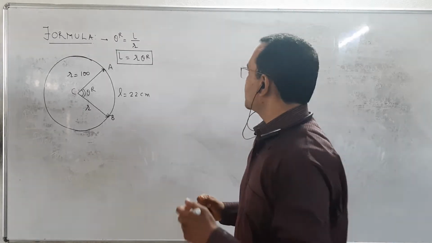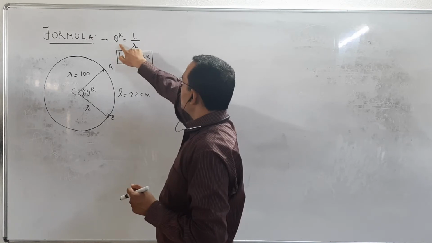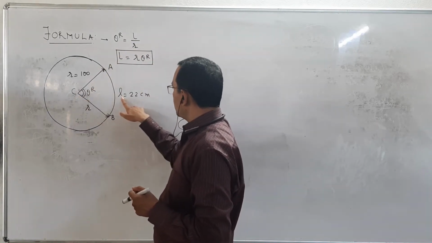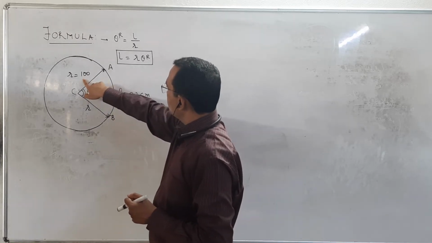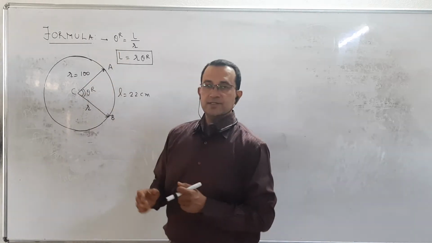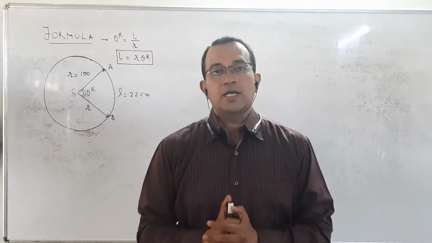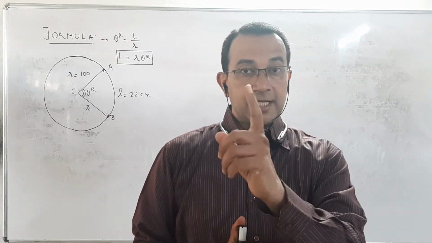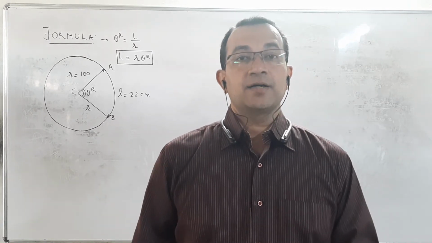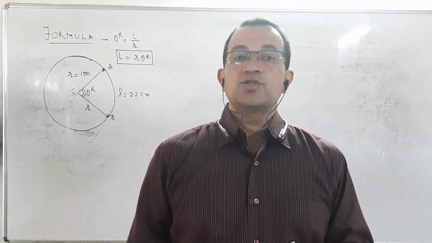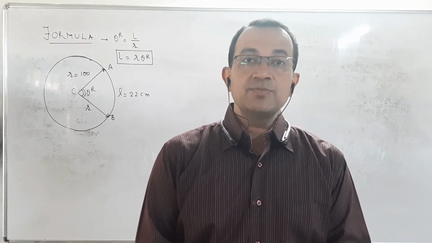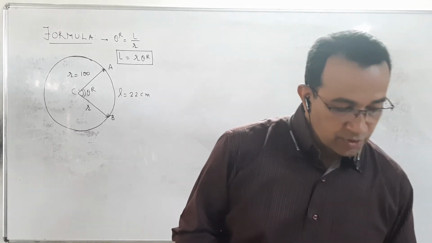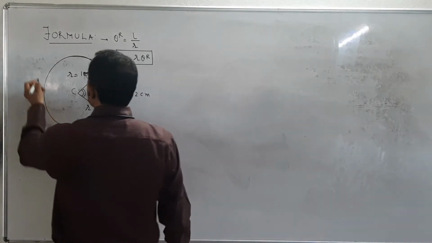Now, let us revise this formula. The angle subtended at the center of a circle by an arc of length L units, where the radius of the circle is R units, is theta radian is equal to L by R, or arc length L is equal to R into theta radian. Students, theta must always be in radian. Now, our sum is question number 4, exercise 3.1.